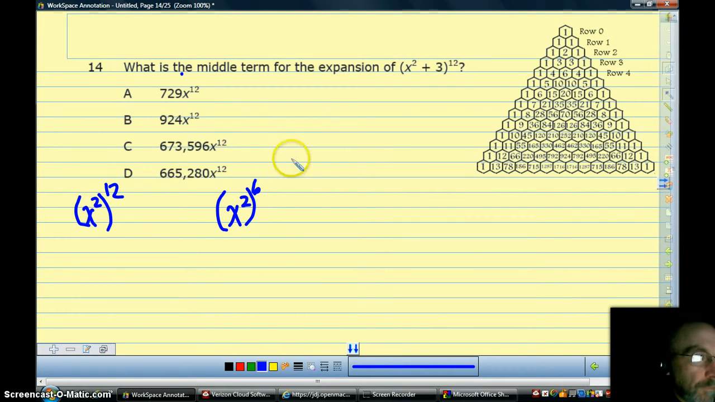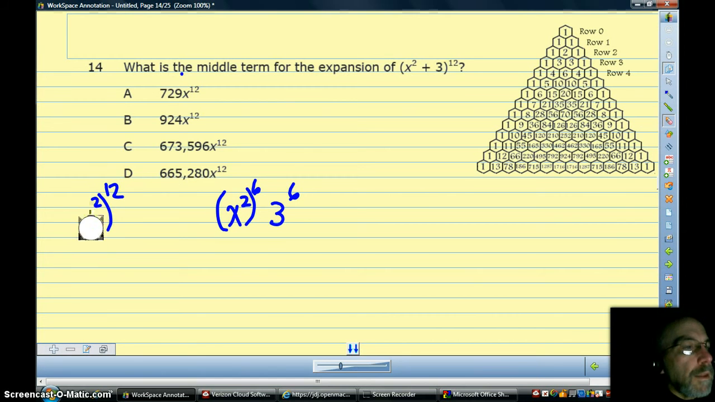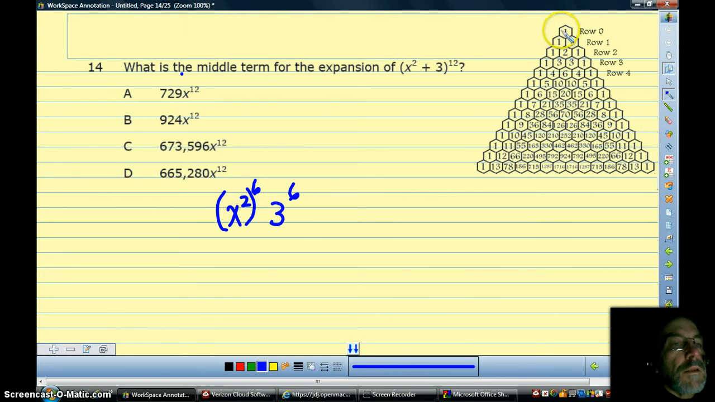Now, with the 3, we would start from the right and work left, and we would start with the 12th and work our way down, and so this would end up being 3 to the 6th. Now, we would also need to find the middle term of the 13th row of numbers in Pascal's triangle. This is considered row 0 at the top, and we need, this is to the 12th power, we need to go to row 12. And so the number we want is 924.